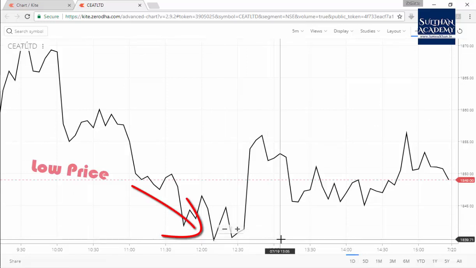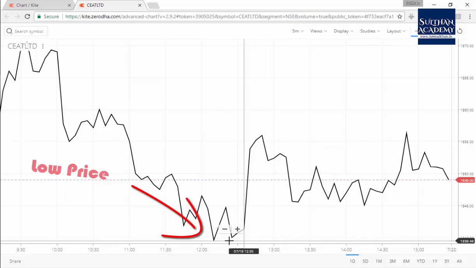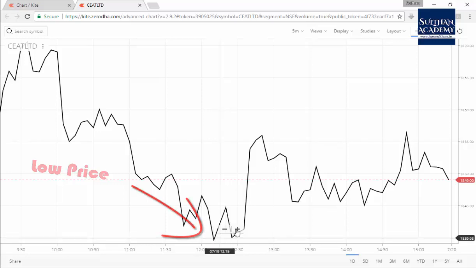And the low represents the lowest level at which the stock was traded on the given day. Here Seat Tyres was traded at a low price of 1,389 at the time point of 12:10. You can see the stock then again recovered from its lower point.